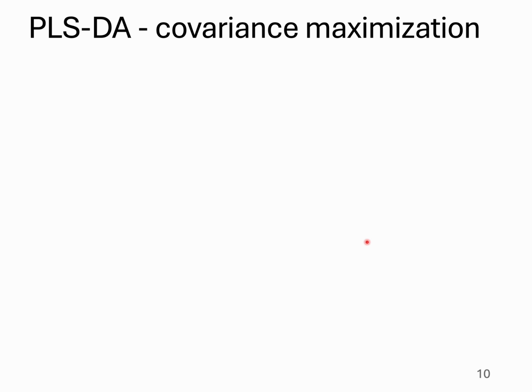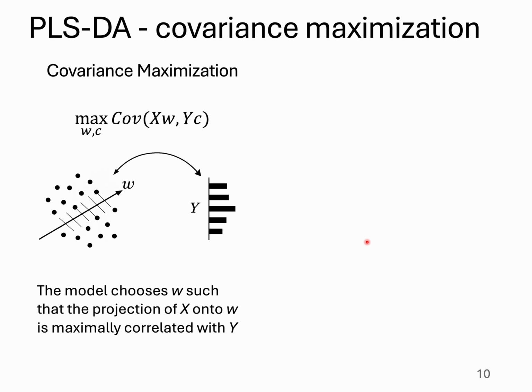So while PCA looks for the direction that explains the most variance in X, PLS-DA looks for the direction in X that is most correlated with Y. So it maximizes the covariance between X and Y. The first and most important part is covariance maximization. We don't just try to find the vectors that have the most information about our data, but we try to correlate our vectors to the responses.